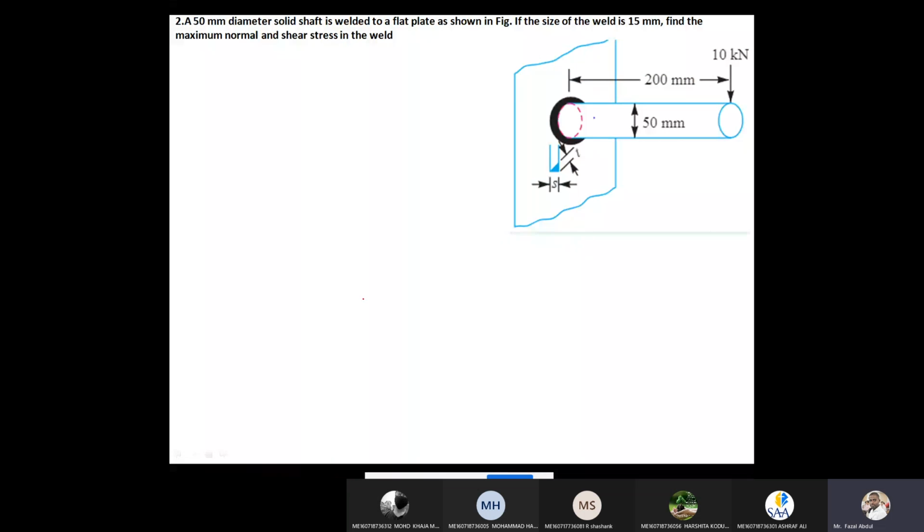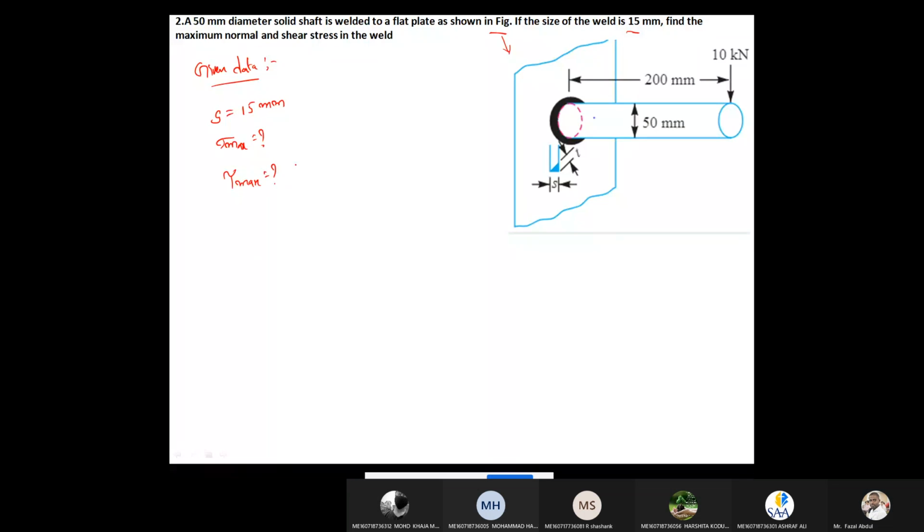So this is another type of problem. A 50 diameter solid shaft is there. This shaft, diameter given as 50, is welded to a flat plate as shown in the figure. If the size of the weld is 15, find the maximum normal and shear stress. Maximum stress how much, and maximum shear stress how much?